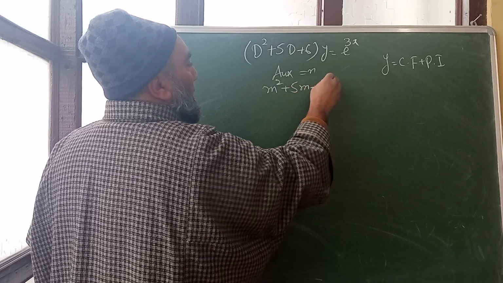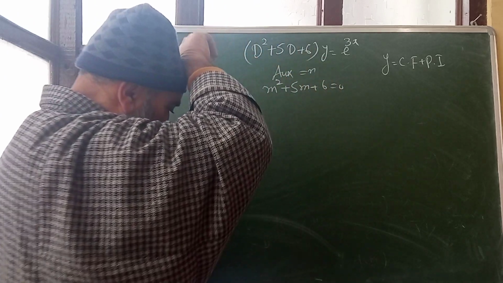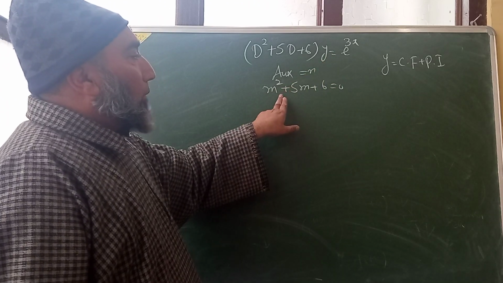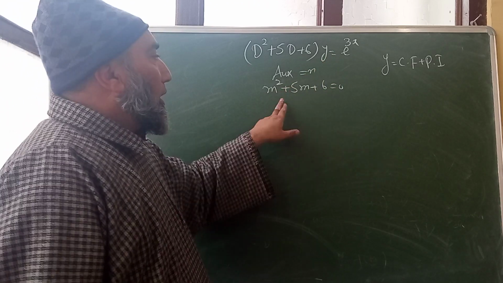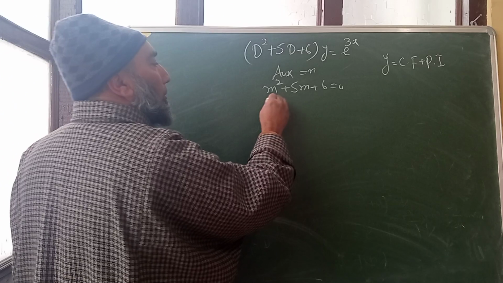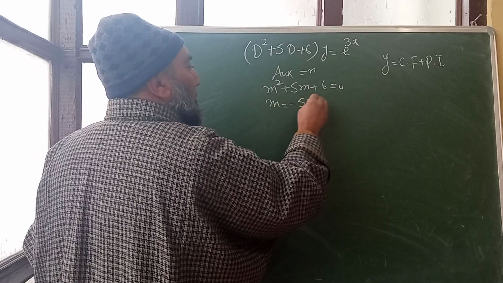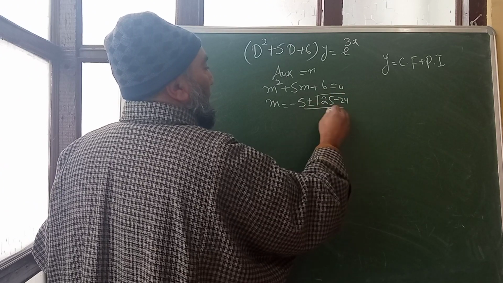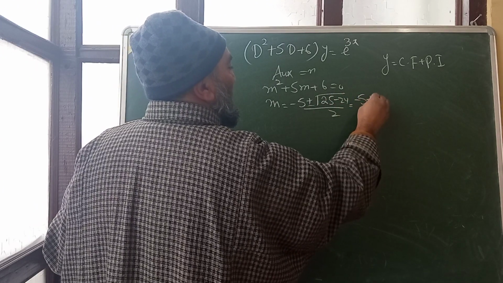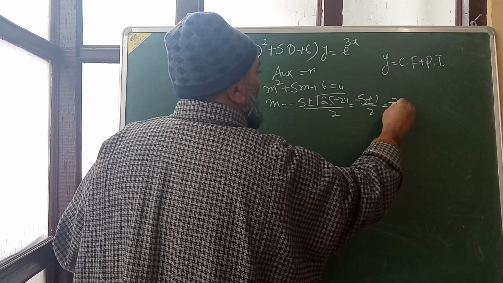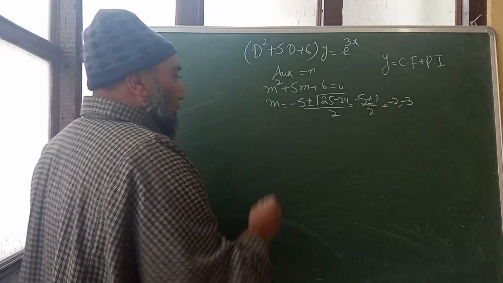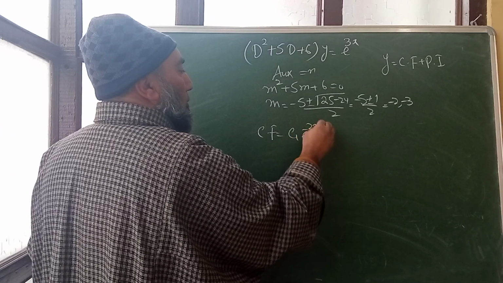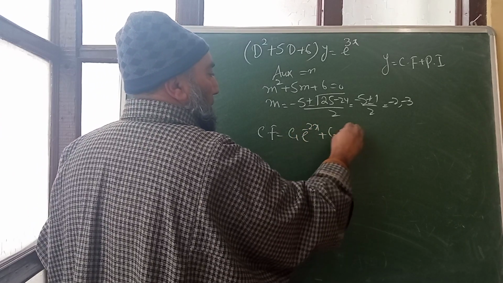m square plus 5m plus 6 equals 0. This is f(D) operating on y, so you replace D by m. This will be f(m) equal to 0. M square plus 5m plus 6. What is m? Minus b plus minus under root of b square minus 4ac by 2a. So minus 5 plus minus 1 by 2. It is minus 2 and minus 3. So what is the complementary function? It is c1 e raised to the power minus 2x plus c2 e raised to the power minus 3x.